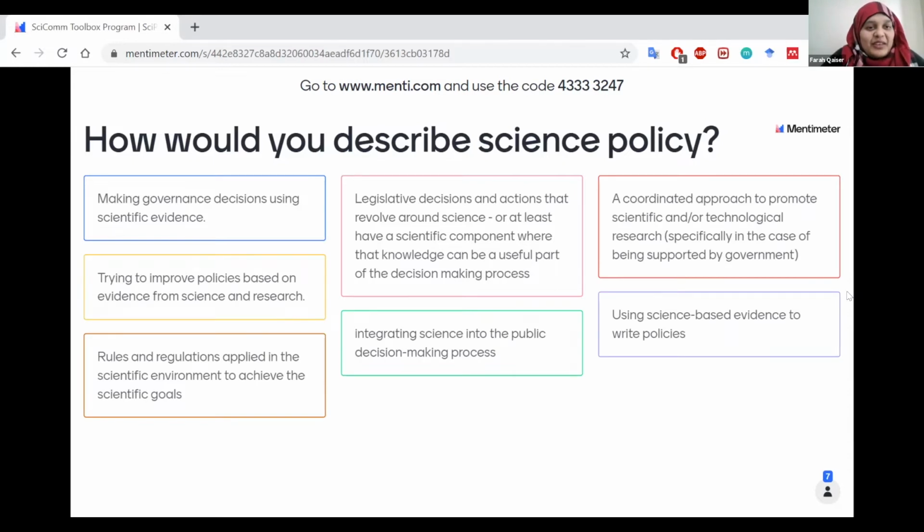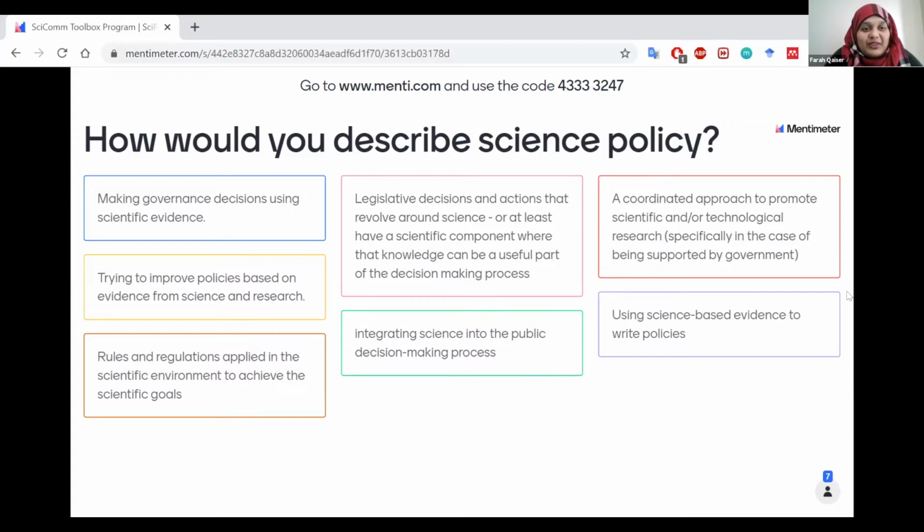So the first one says making governance decisions using scientific evidence. Then there's trying to improve policies based on evidence from science and research. There's rules and regulations applied in the scientific environment to achieve the scientific goals. There's legislative decisions and actions that revolve around science, or at least have a scientific component where that knowledge can be a useful part of decision-making process. There's integrating science into the public decision-making process. There's a coordinated approach to promote scientific and/or technological research, specifically in the case of being supported by government. And there's using science-based evidence to write policies.